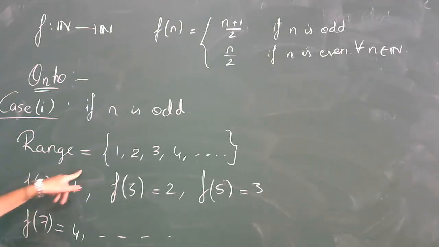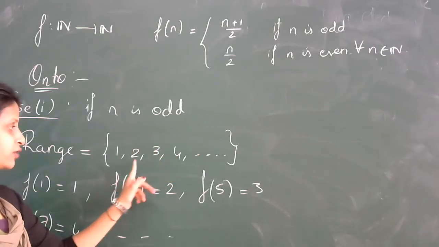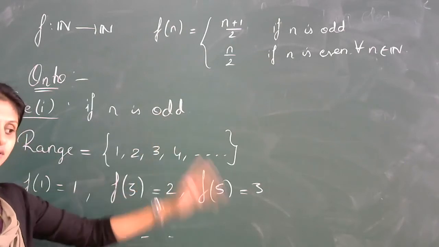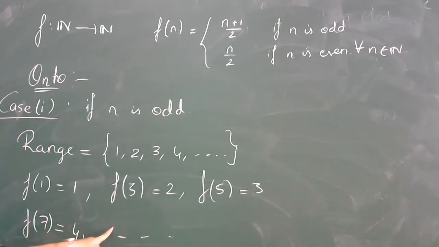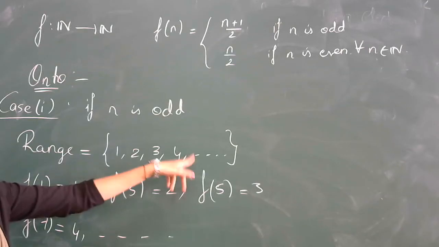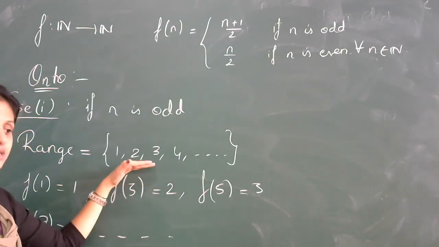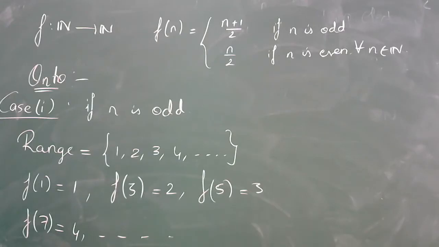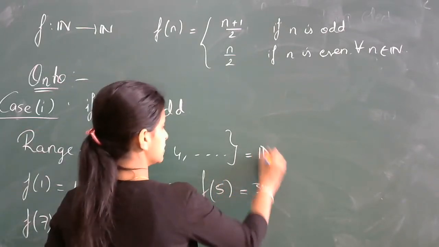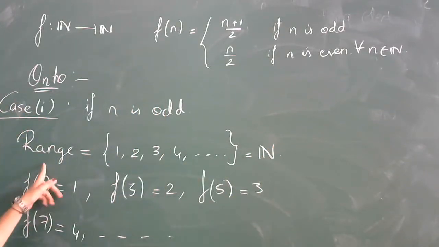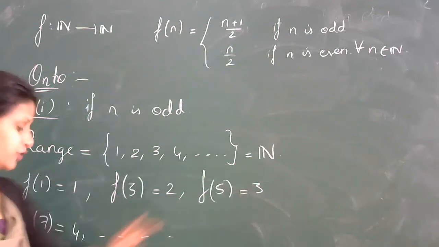Range is nothing but the collection of all these elements. It starts from 1 and goes to infinity. If you take the next odd number, f of 9, the answer will be 5. So here again we get 5, then 6, 7 and so on. Can you tell me what this set is? Please answer quickly, students. Very good. It is the set of natural numbers, right? So when n is odd, my range is equal to the set of natural numbers.